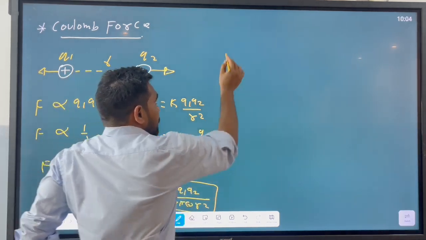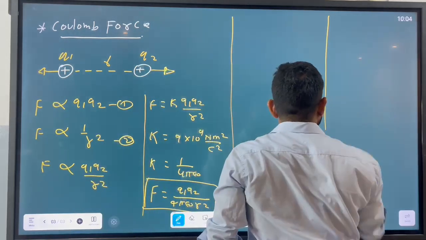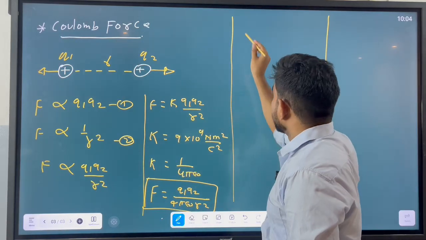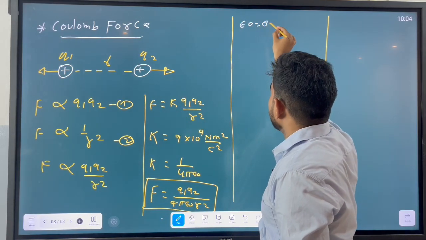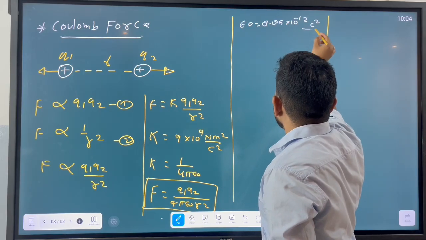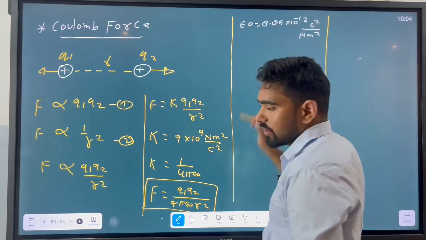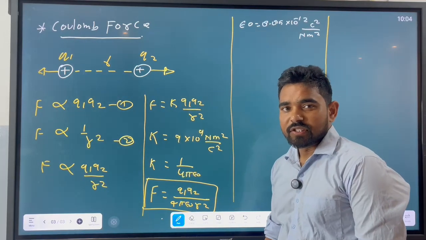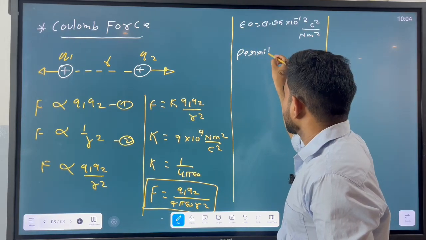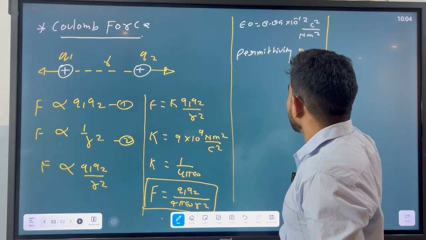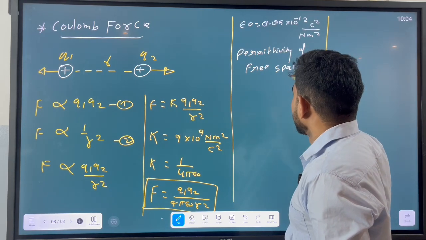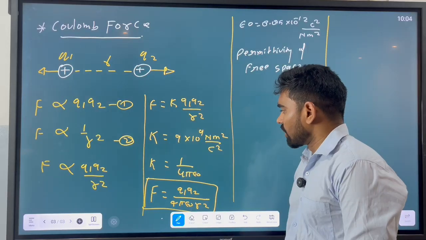And here epsilon naught is the permittivity of free space. Epsilon naught is 8.85 times 10 power minus 12 Coulomb square per Newton meter square. This is the permittivity of free space. This is a basic logic.